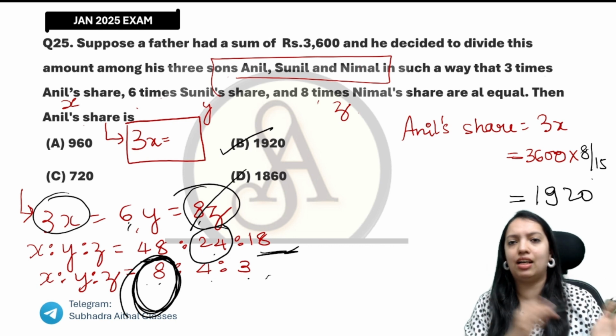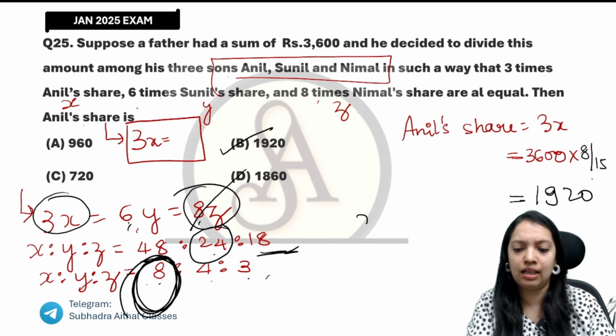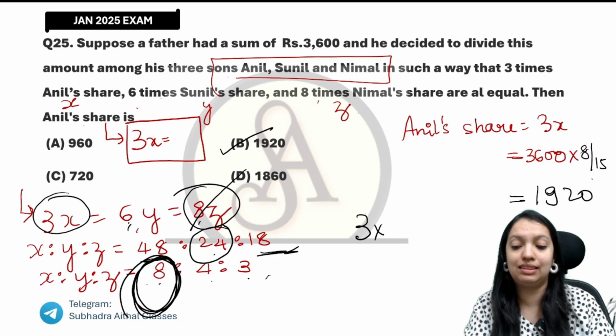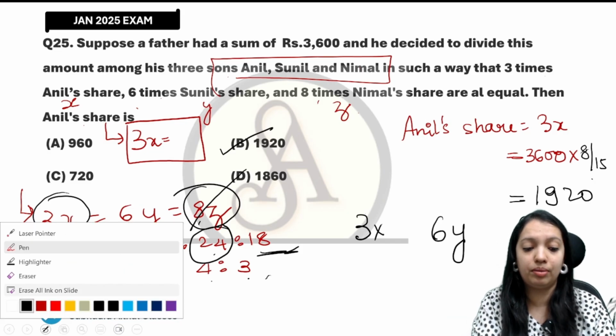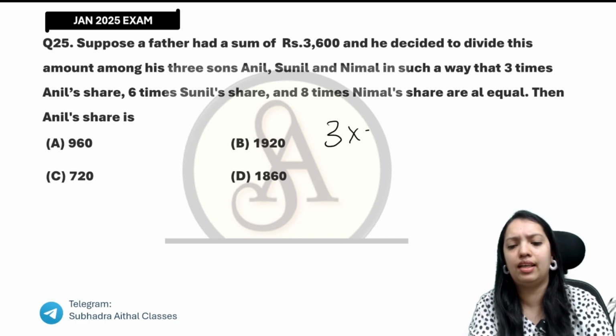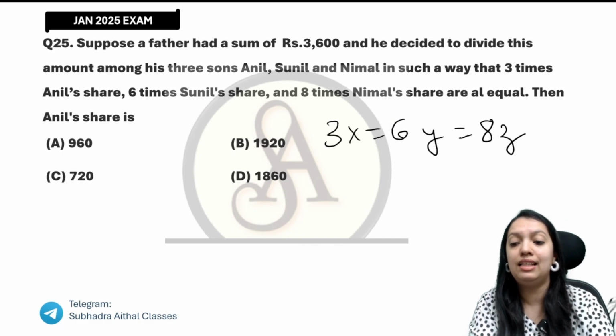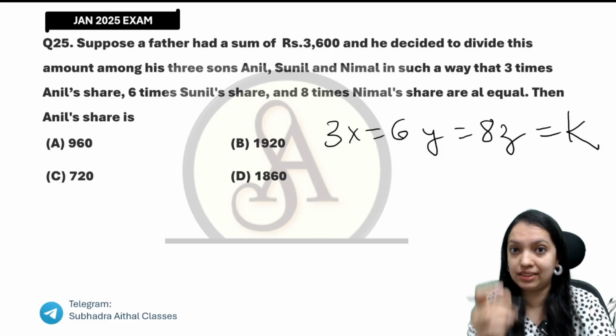Method number 2, just like how we solved in the class, you can take 3 times of Anil, 6 times of Sunil and 8 times of Nirmal. All of them are equal. In that case, you can take 3x is equal to 6y is equal to 8z is equal to k. And you can replace everything with k.